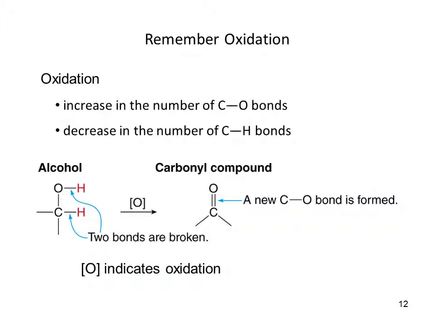You can see that a general way of indicating oxidation occurs, or oxidizing conditions, is to write a bracket and then an oxygen and then a bracket. That's our general symbol for oxidation.